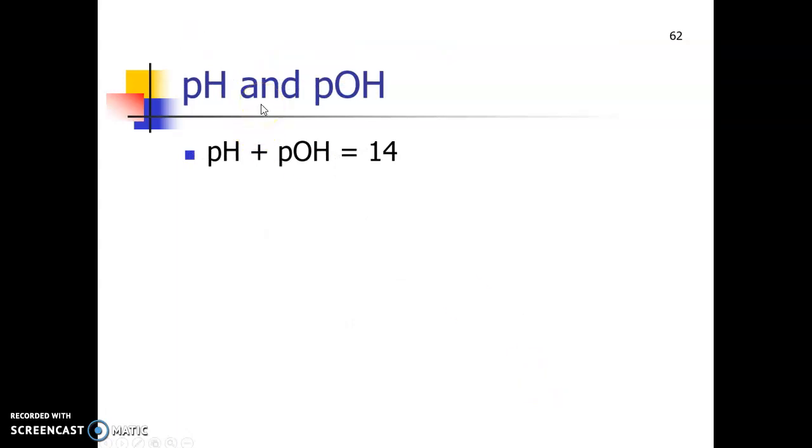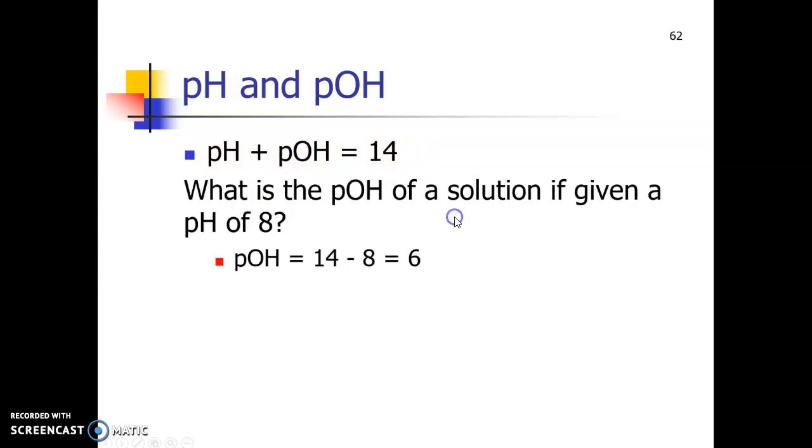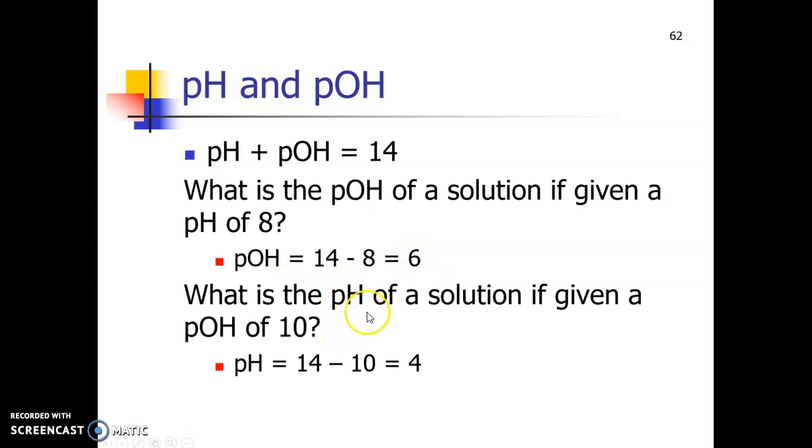Alright, going between pH and pOH is pretty much the easiest calculation you can do in this particular unit. So the relationship between pH and pOH is simply that pH plus pOH equals 14. So, for example, if you are going to find the pOH of a solution, if you're given a pH of 8, then you just subtract 8 from 14, and that would give you the pOH. If you're asked to solve for the pH of a solution given the pOH of 10, well, same process, subtract the pOH from the 14, and you would get a pH of 4.